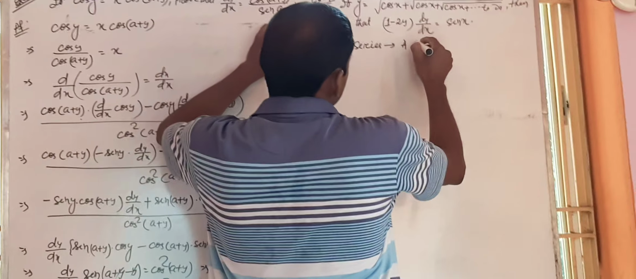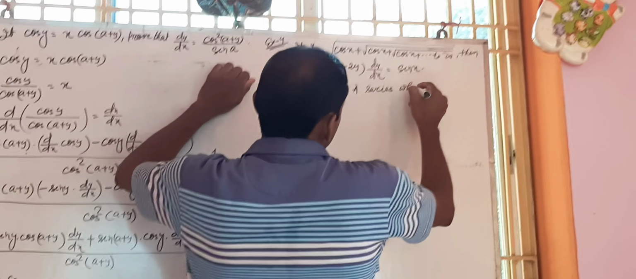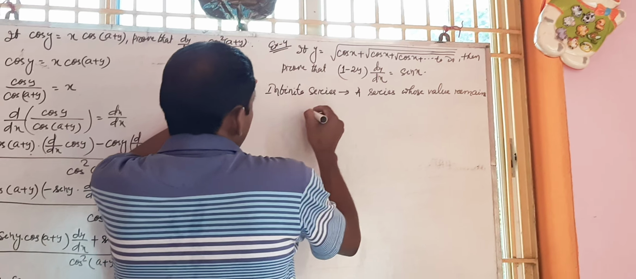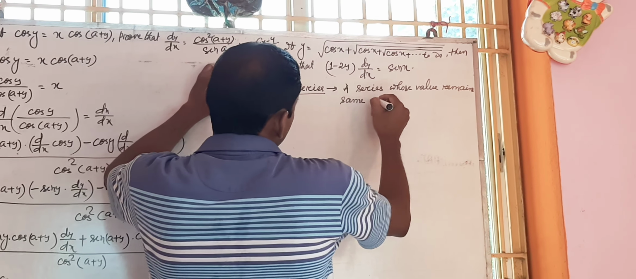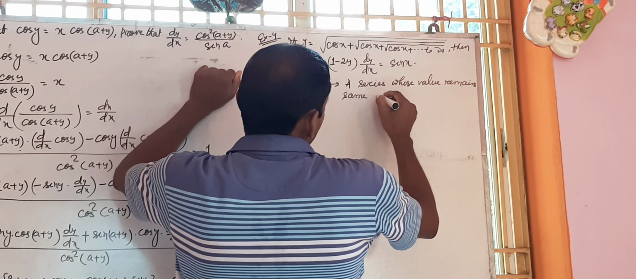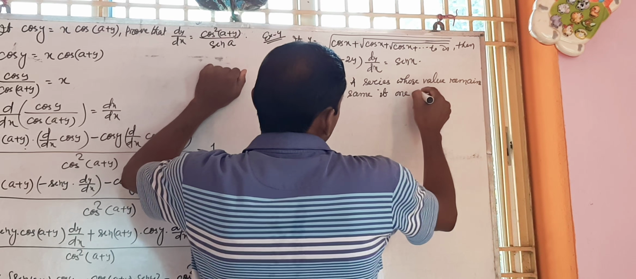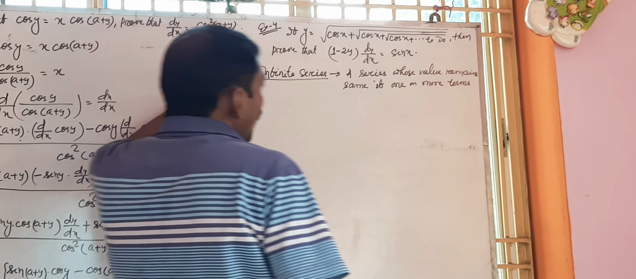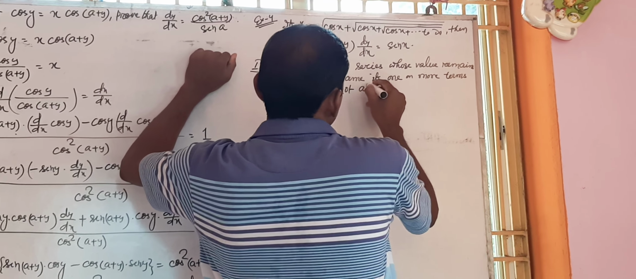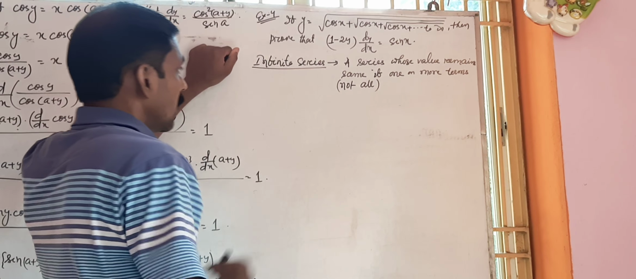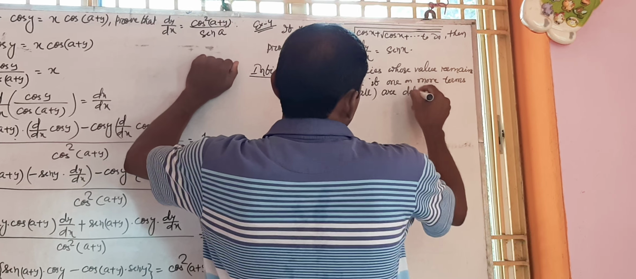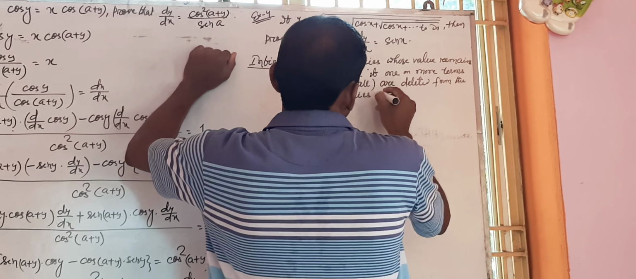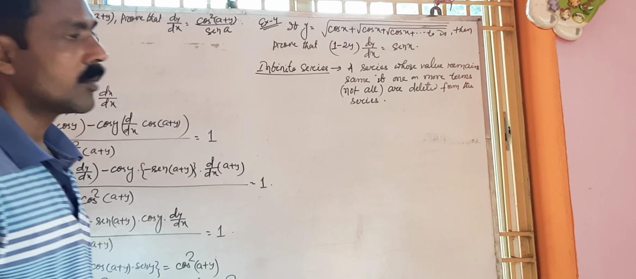Before discussing the proof, it is an infinite series. Infinite series means a series whose value remains same if one or more terms, in brackets you write, not all, more means not all, are deleted from the series. Okay, so this is called infinite.